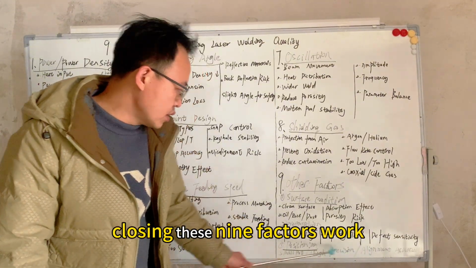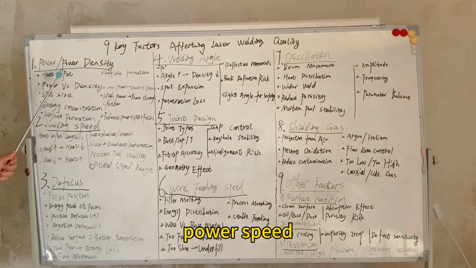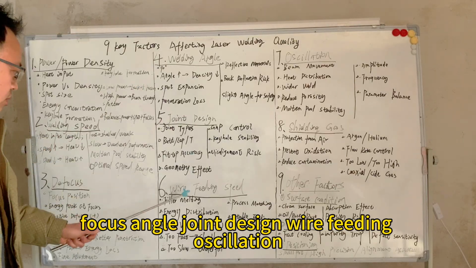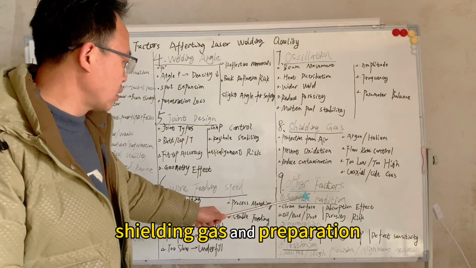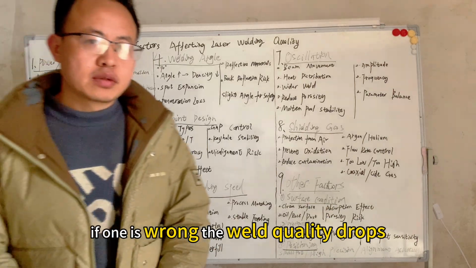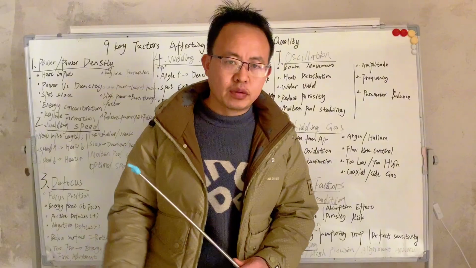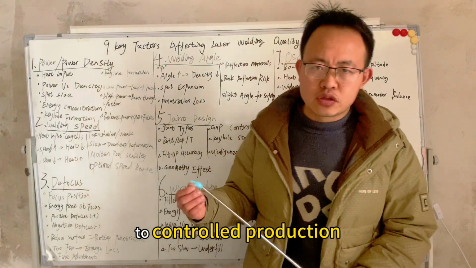Closing. These 9 factors work together. Power, speed, focus, angle, joint design, wire feeding, oscillation, shielding gas, and preparation. If one is wrong, the weld quality drops. If all are controlled, the process becomes stable and repeatable. This is how you move from trial and error to controlled production.